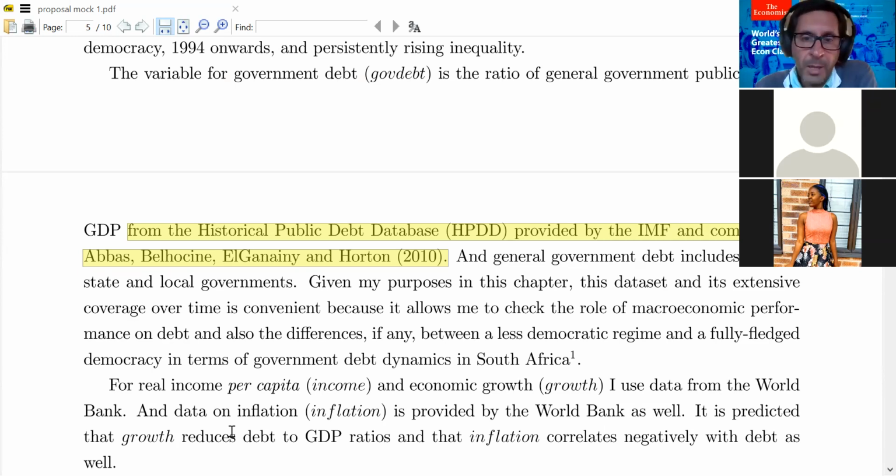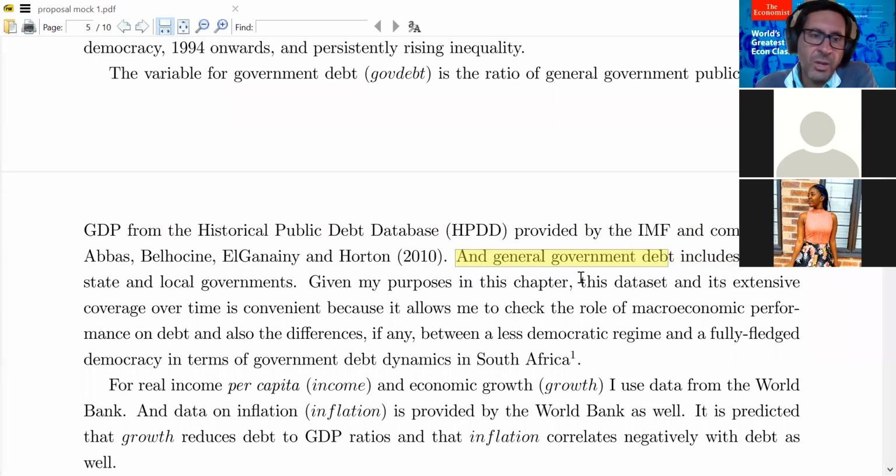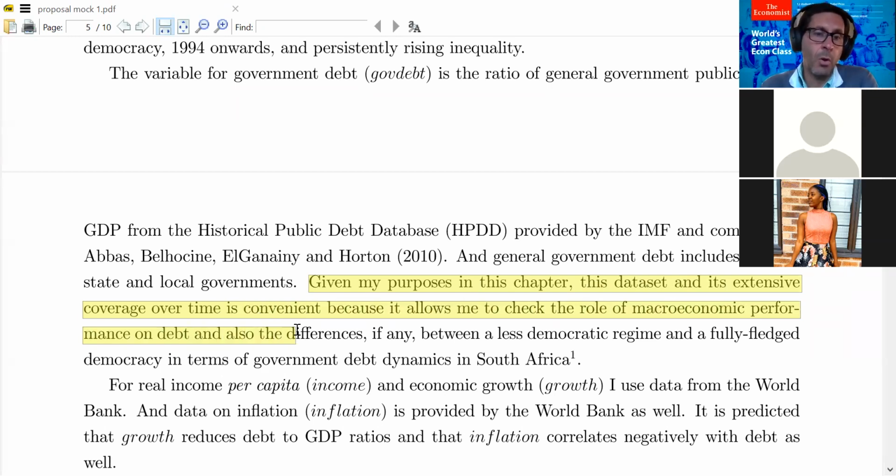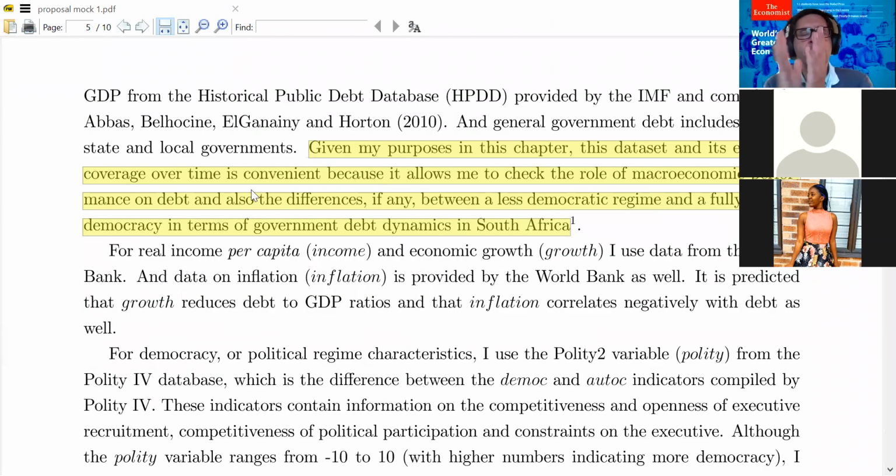And then I explain again, and general government debt includes central, state, and local governments. And then I motivate a little bit. Given my purposes in this chapter, in this paper, this data set and its extensive coverage over time is a very interesting data set. It's convenient because it allows me to check the role of macro performance on debt and also the difference, if any, between a less democratic regime and a fully fledged democracy in terms of government debt dynamics in South Africa.